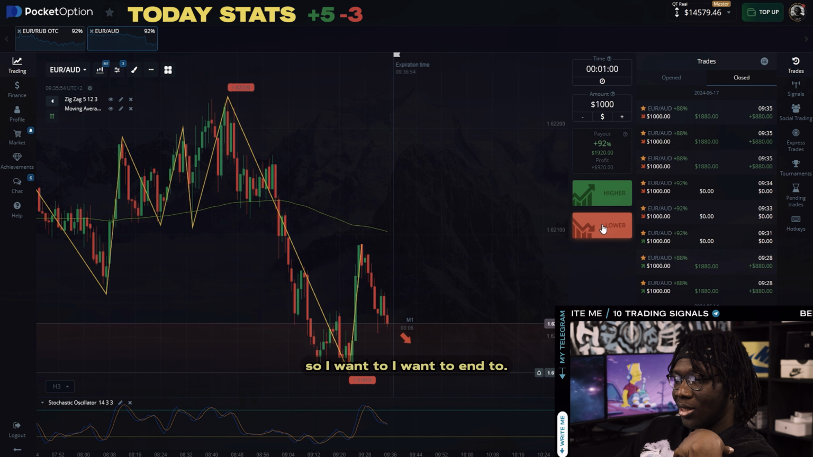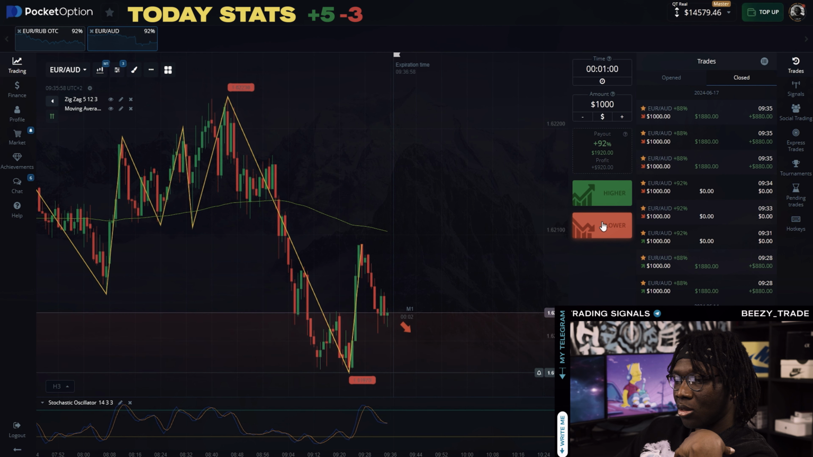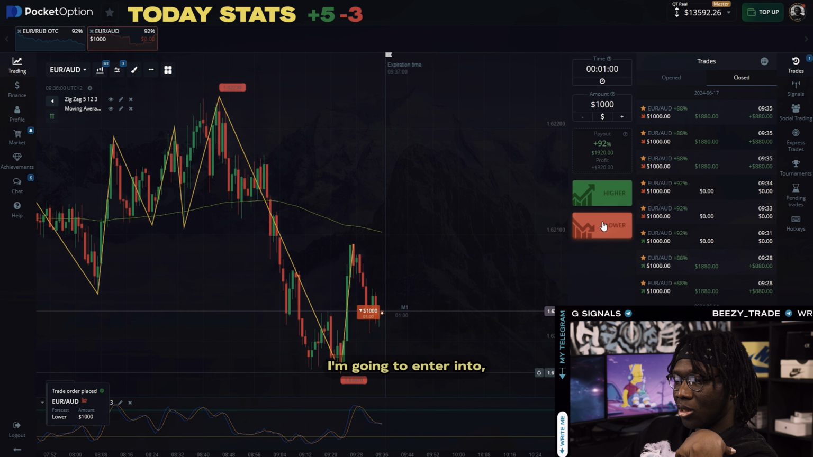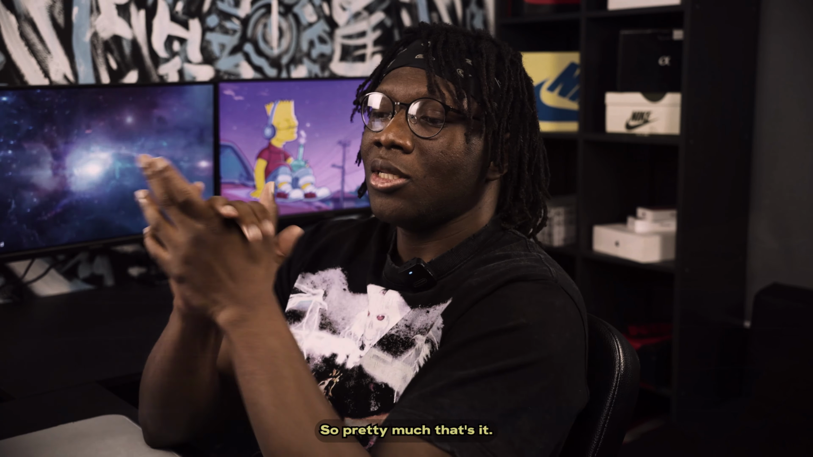So I wanna enter right that candle. The new candle is gonna start. It's gonna pull up a little bit. I'm gonna enter into it, so pretty much that's it.